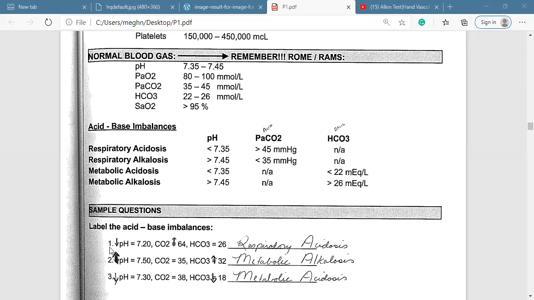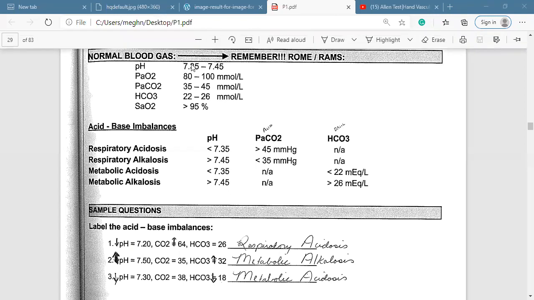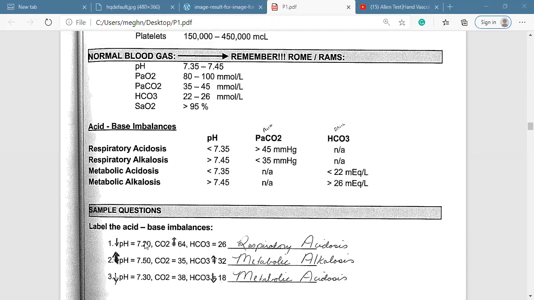Like problem number 1, showing that pH is 7.20. Is it less than 7.35, right? As I told you, if it's 7.20, meaning less than 7.35, it should be acidic. The problem should be acidic, either respiratory acidosis or metabolic acidosis.